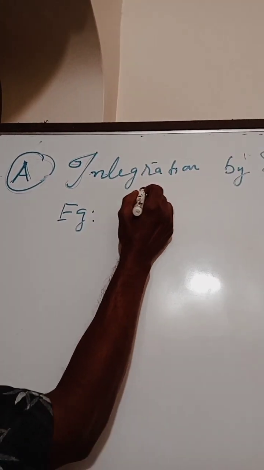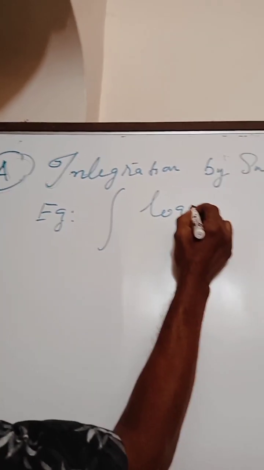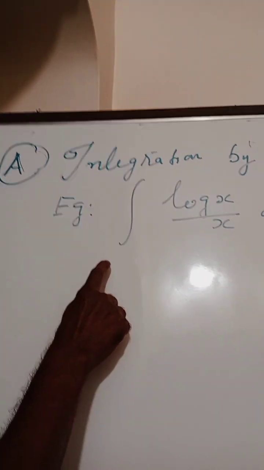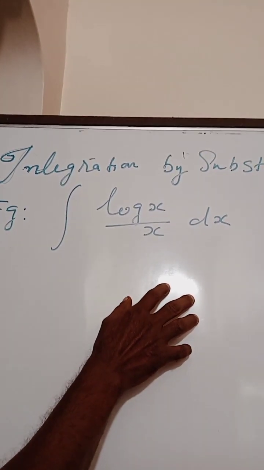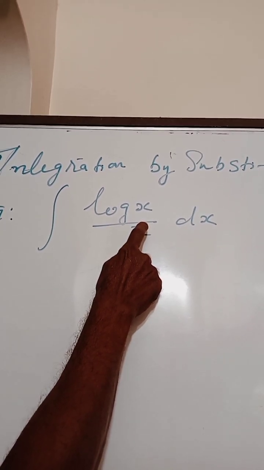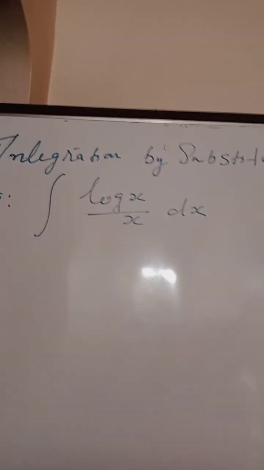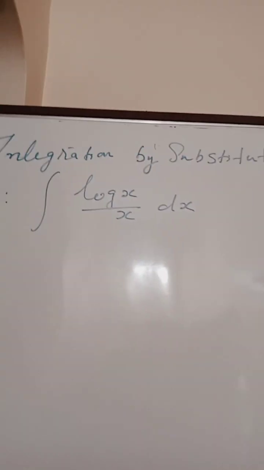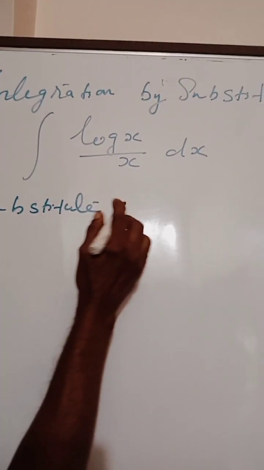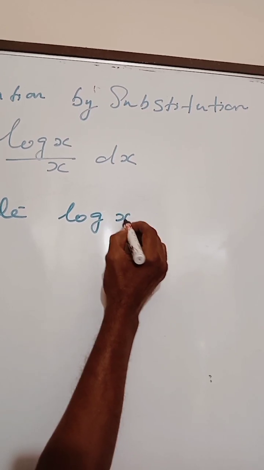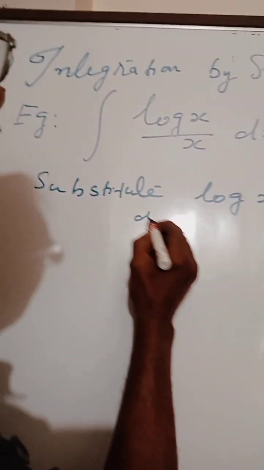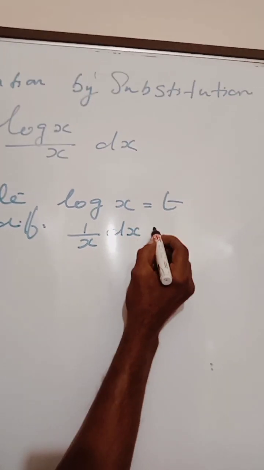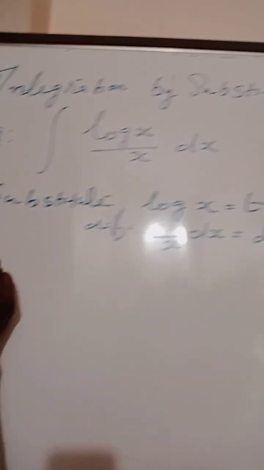Example, integration of log x by x dx. Here we can see that the derivative of log x is equal to 1 by x. We can solve this by substitution. Substitute log x is equal to t. Differentiate: 1 by x dx is equal to dt.